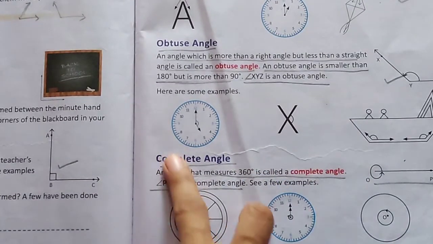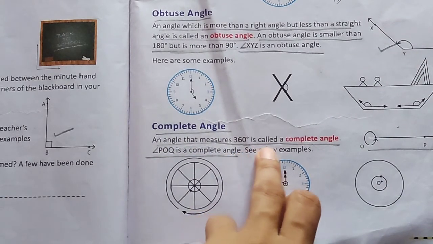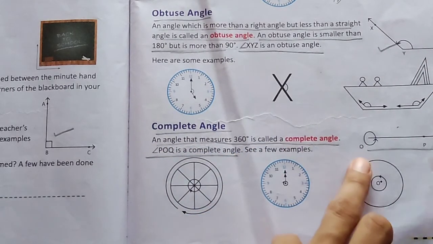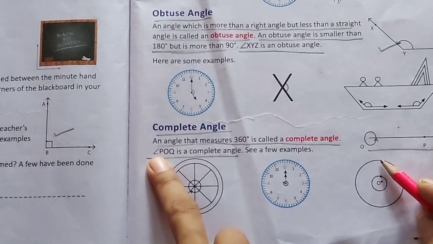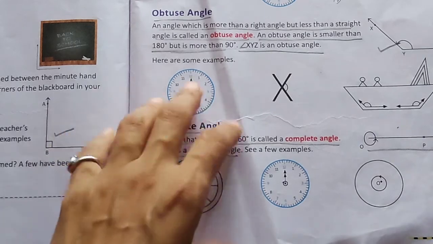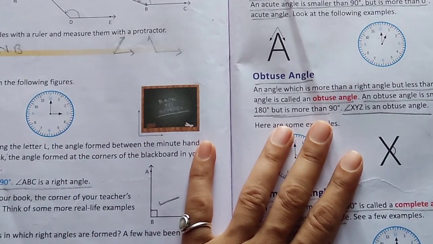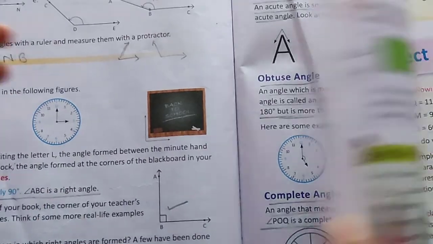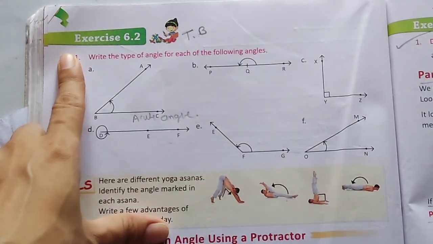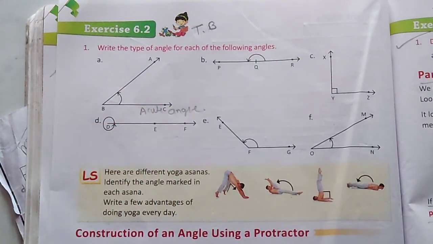Then next, complete angle. Complete angle means the angle that measures 360 degrees is called a complete angle. And draw this figure and write angle POQ is a complete angle. Okay, so in this way you have to write all the definitions and draw figures in your notebook and complete your exercise 6.2 in your textbook only. Okay, and see, this question you have to solve yourself.